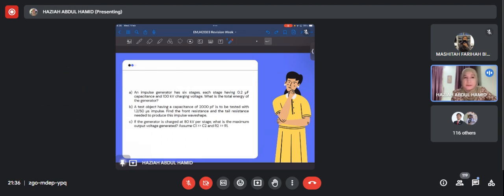Ada orang tanya soalan tadi? Tak ada. Okay, so T1 dengan T2. Soalan B is about T1 dengan T2.